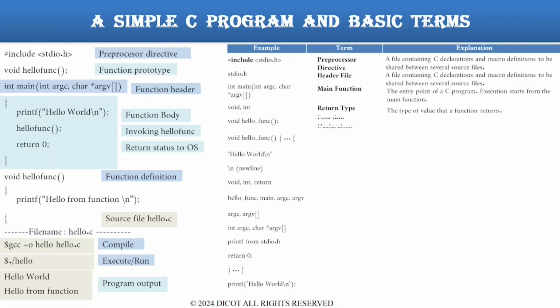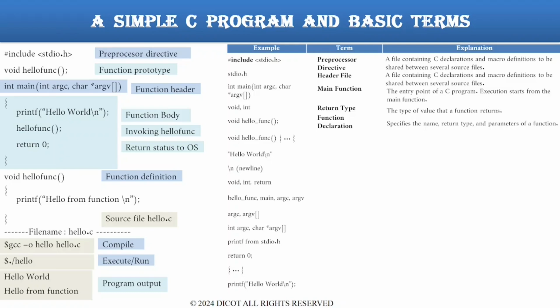Main function: the entry point of a C program. The execution of any C program starts from here. Return type: the type of the value that a function returns. In this case, the return type of main is int. The return type of hello func is void. Function declaration specifies the name, the return type, and the parameters of a function, like void hello func is specifying the return type, the name of the function, as well as the parameters.